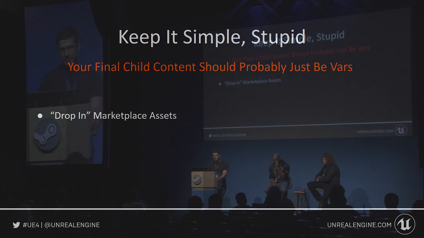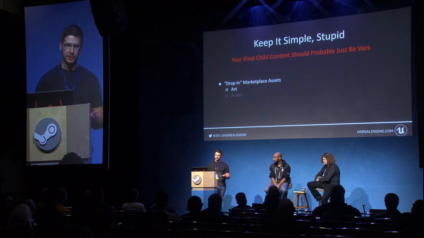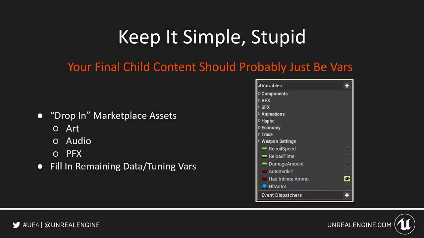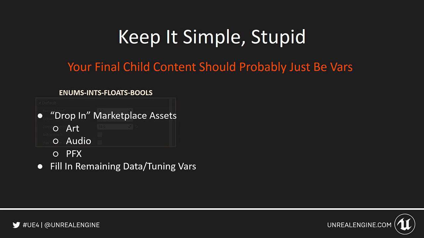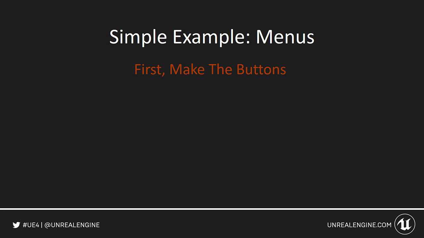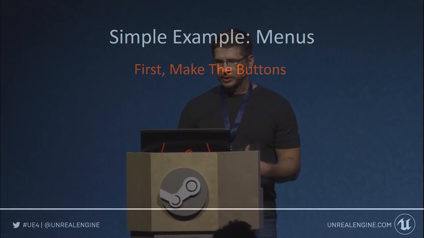Drop in your marketplace asset. Here's the new gun mesh. Here's the new audio or particle effects. We have different variables for tuning in there, recoil speeds, things of that nature, all the effects. So that's an example of sort of the object-oriented programming and ways to keep things expansive.